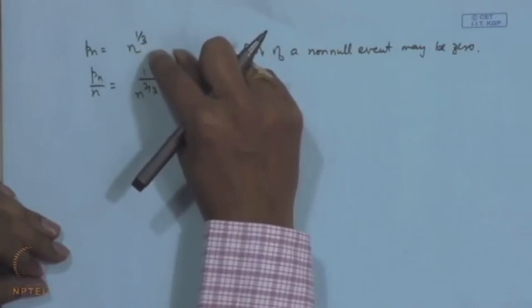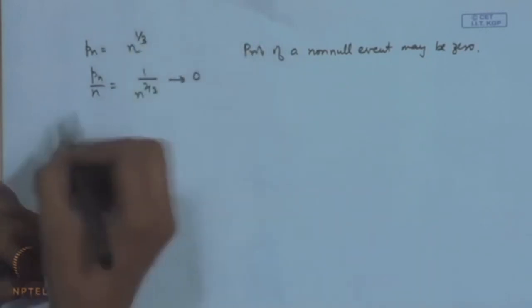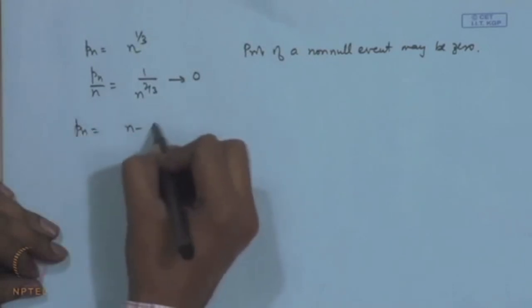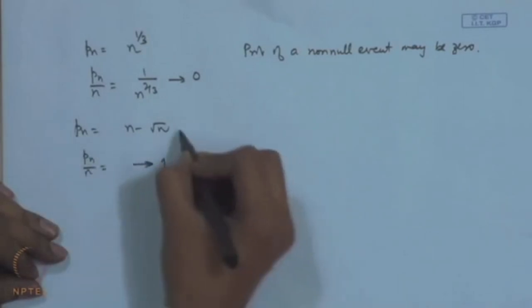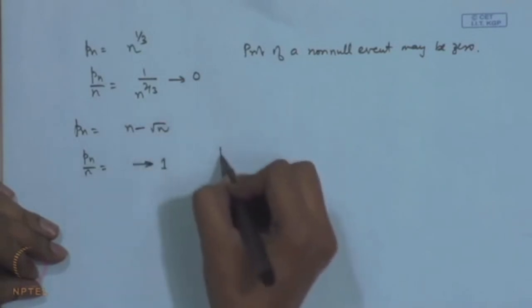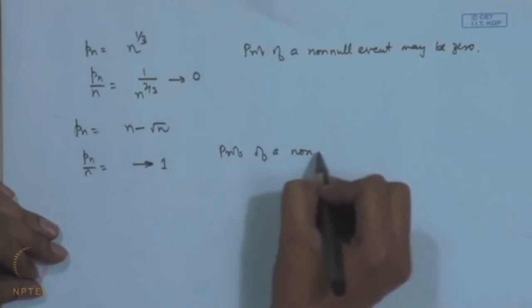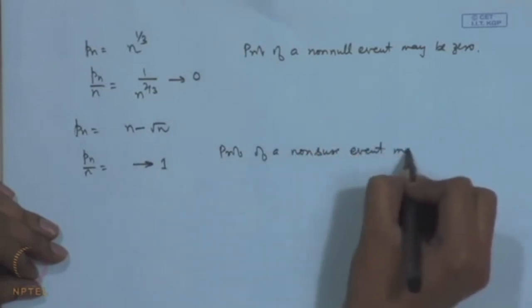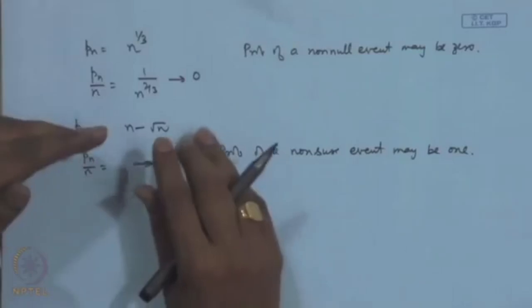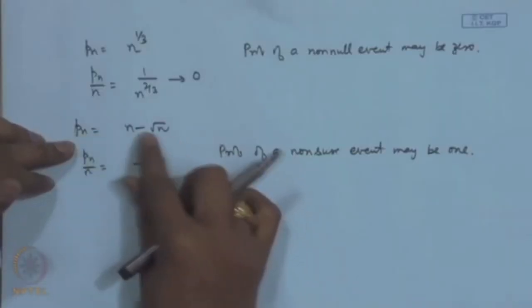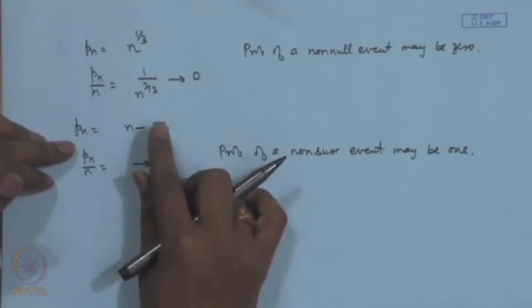which looks a little counterintuitive, although in the long run it has a meaning. What it means is that as n becomes large, n to the power 1 by 3 becomes much smaller compared to n. Similarly, we may have say p n is equal to n minus root n. In that case, p n by n will converge to 1. Now, here you can see that the event is not a sure event. So, the probability of a non-sure event may be 1, which is again a little counterintuitive. Although, from the statistical description of probability, this is all right, because what it says is that if we have n large, then out of that the number of occurrences of the event is almost full. That means, sometimes it may not occur, but that number is negligible.